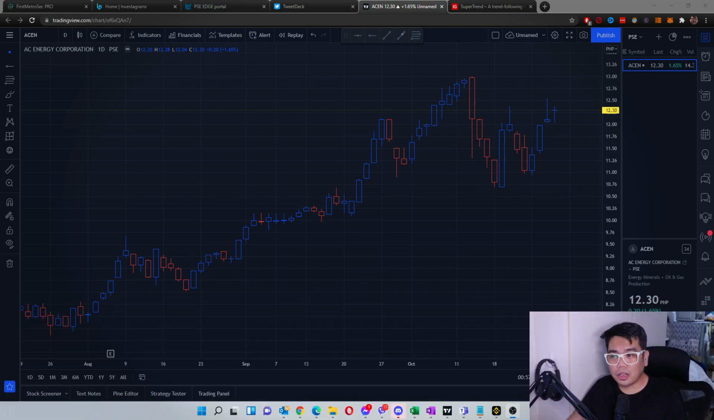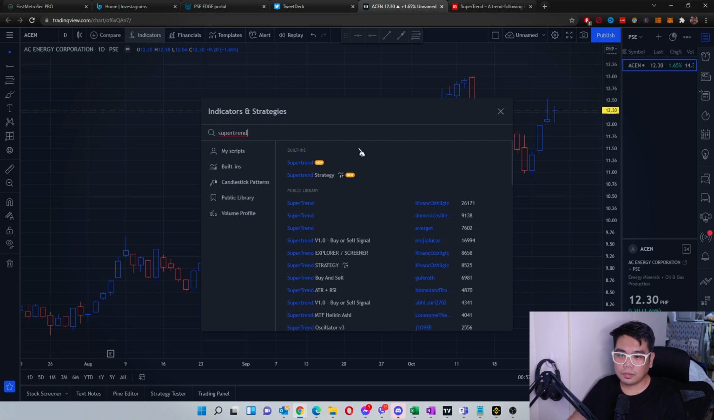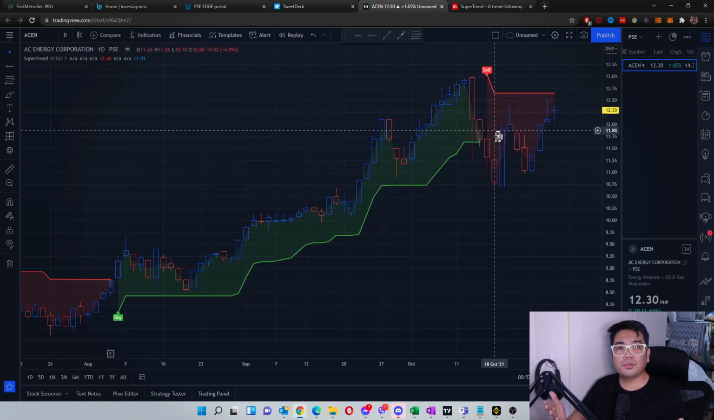Now going back here, so basically all you have to do is open up your favorite stock and then just go to indicators, and then from here type Supertrend. Select itong first one, and there you go. You now have the Supertrend indicator dito sa mismong chart mo.